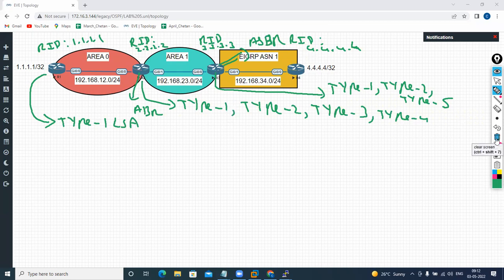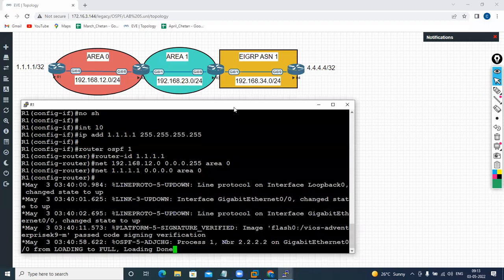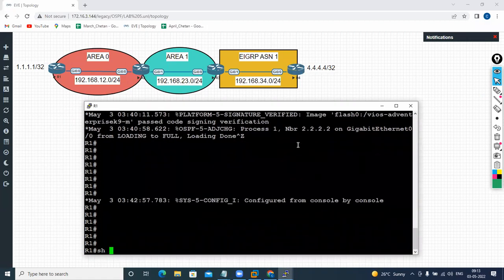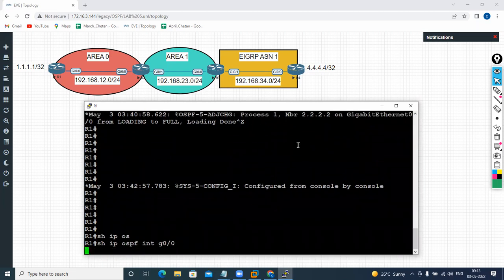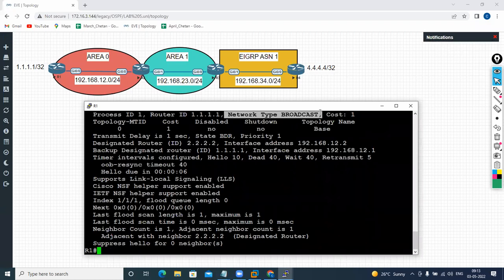Now, clear? Now we'll go and check the database. So before checking that, by default the OSPF network type is broadcast multi-access. Just see that first. What is the default network type? Can you see? It's broadcast.